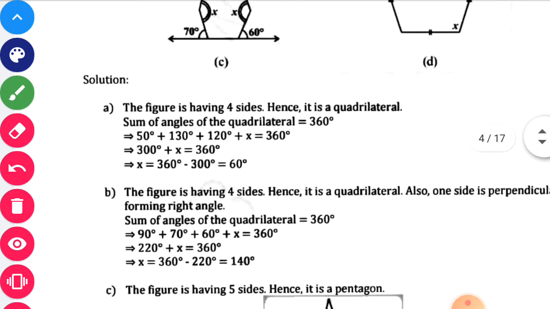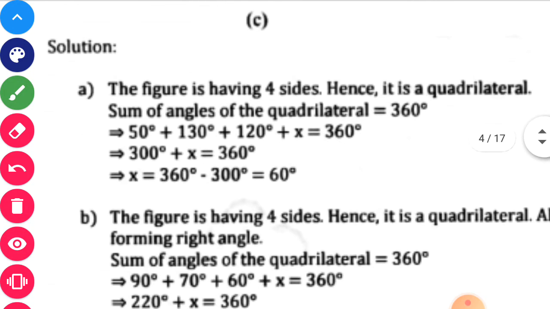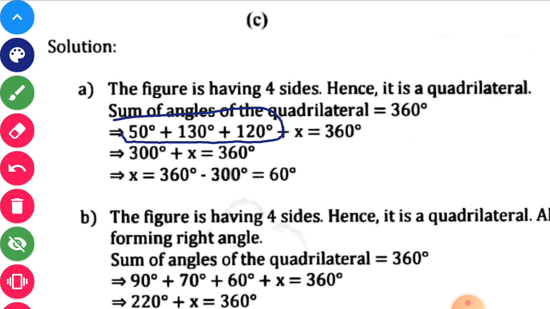So what do you have to write? 50 plus 130 plus 120 plus x is equal to 360 degrees. The sum of 50, 130 and 120 is 300, so 300 plus x is equal to 360 degrees. You want the value of x, so solve the equation again, as you can remember from the previous lesson. So x is equal to 360 minus 300. So x is equal to 60 degrees.